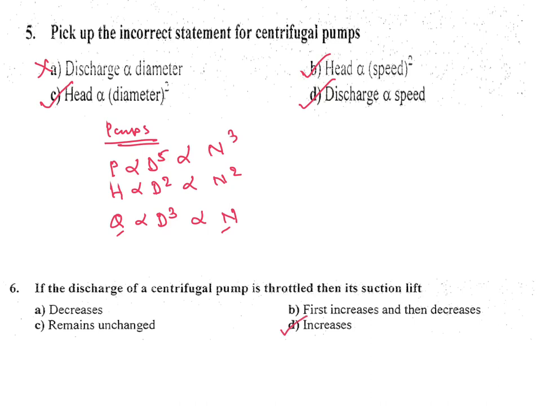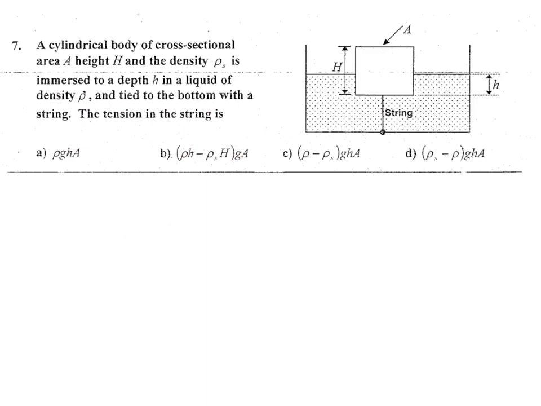A cylindrical body of cross sectional area A, height capital H and density rho s is immersed to a depth small h in a liquid of density rho and tied to the bottom with a string. The tension in the string is how much? Tension in the string is downward. Weight of the body is also downward, and force of buoyancy is upward. We have to calculate the tension T. So force of buoyancy is volume of fluid displaced into specific weight of the immersed liquid. For the immersed liquid the density given is rho.